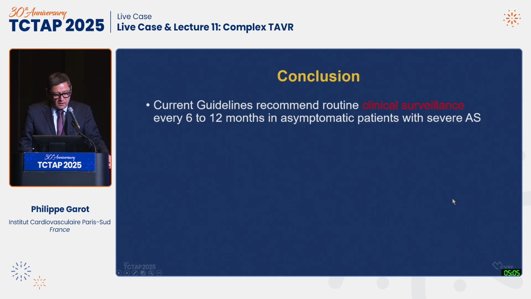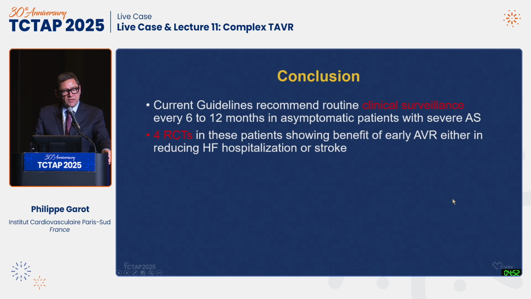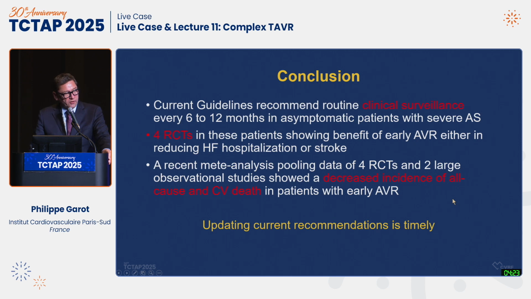So to conclude, current guidelines recommend routine clinical surveillance every 6 to 12 months in asymptomatic patients with severe aortic stenosis and normal ejection fraction. We now have 4 randomized clinical trials in these patients showing benefit of early intervention, either in reducing heart failure hospitalization or stroke. We have a recent meta-analysis pooling data of the 4 randomized clinical trials and 2 large observational studies showing a decreased incidence of all-cause death and cardiovascular death. And it's, in my opinion, the good moment to update current recommendations in these patients. Thank you.